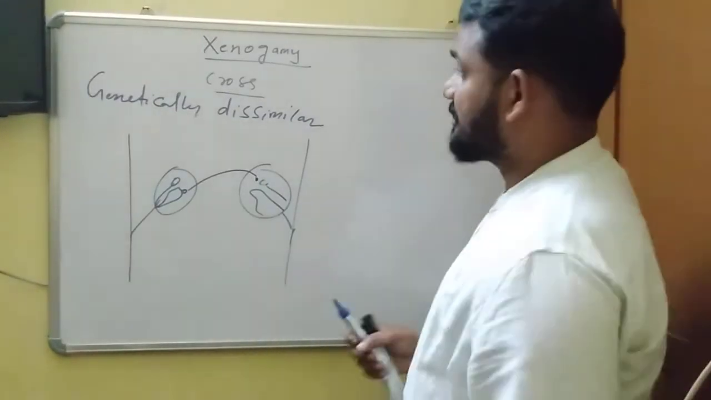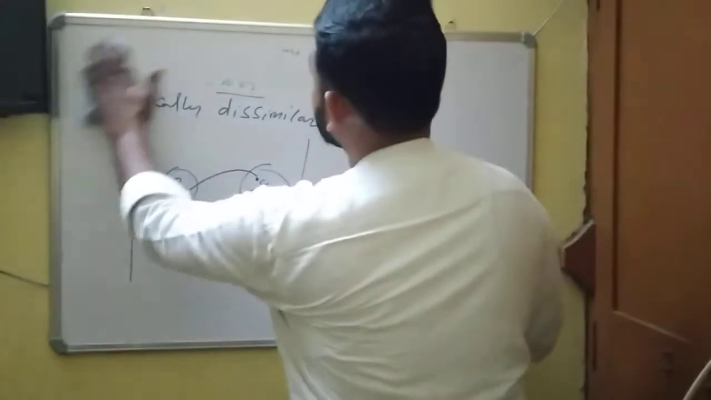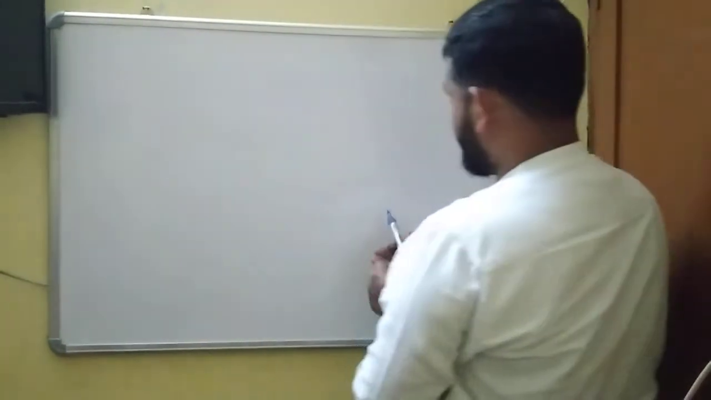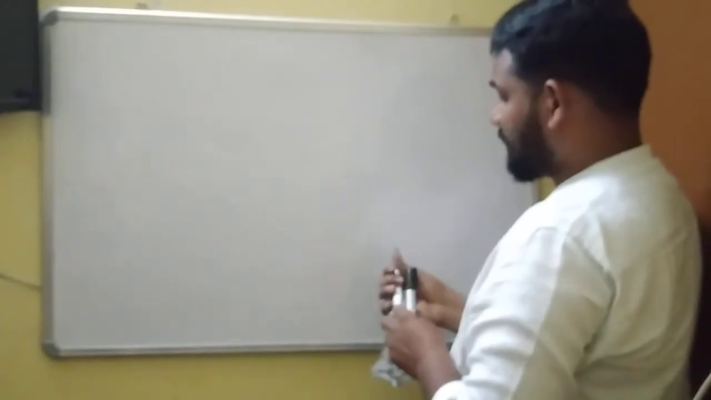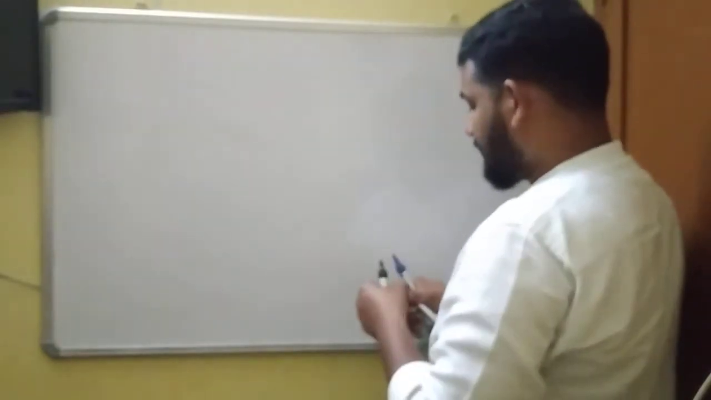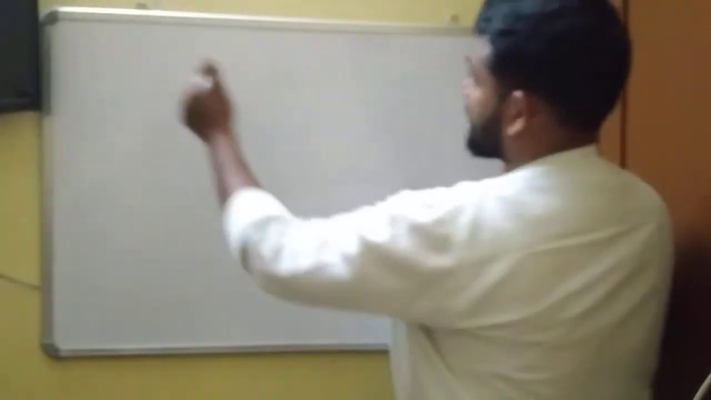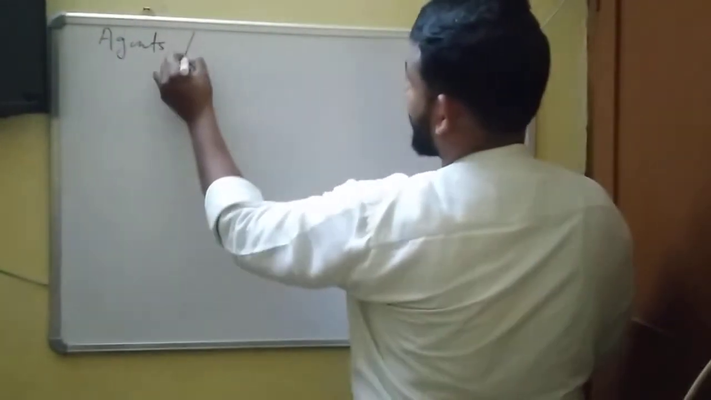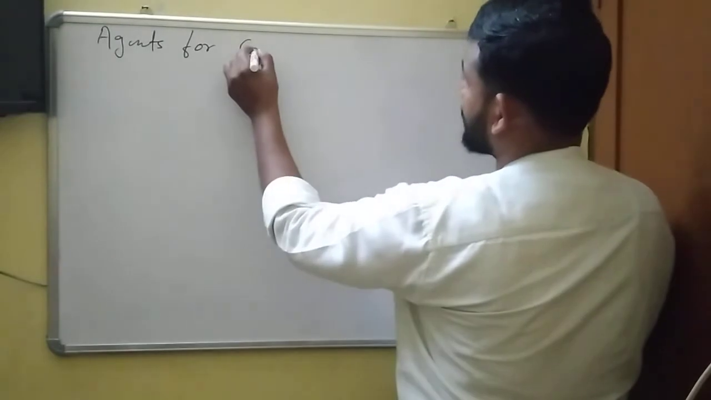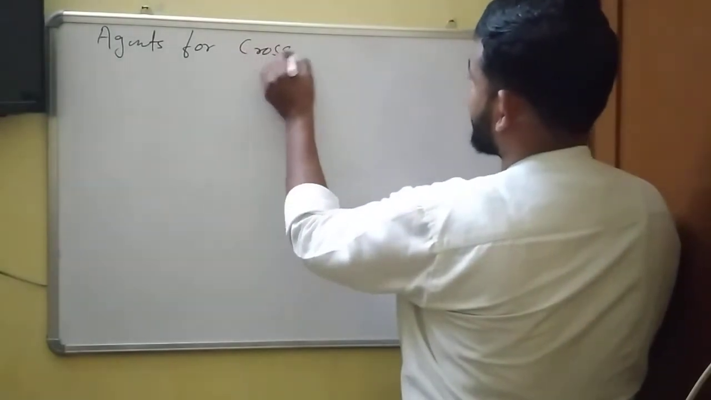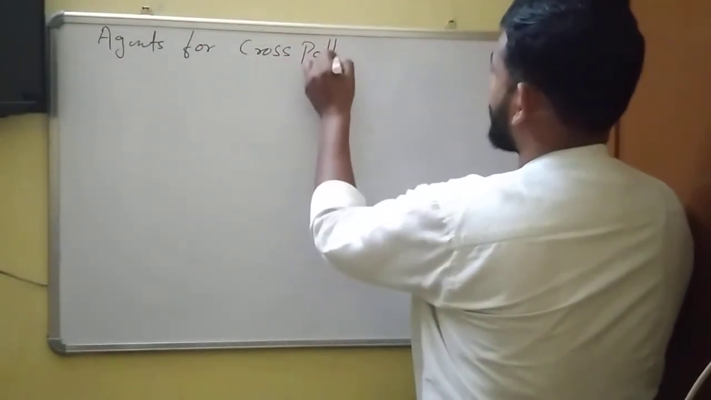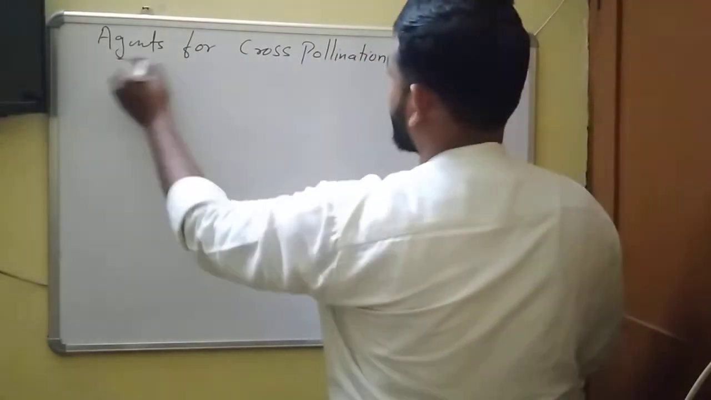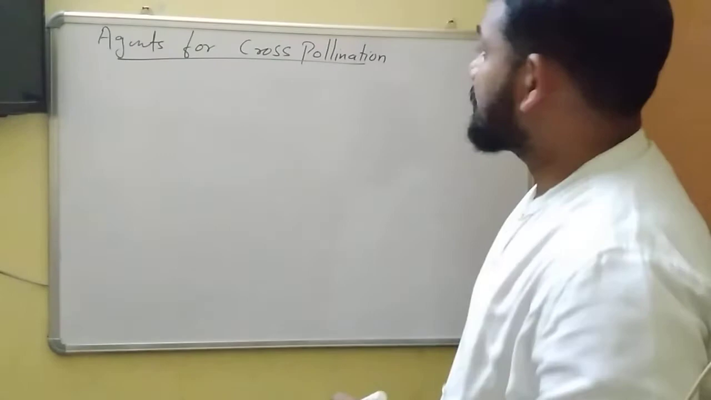So xenogamy or cross pollination requires agents. So we will discuss the agents required for cross pollination. What kind of agents are required for cross pollination? Cross pollination is also called xenogamy.